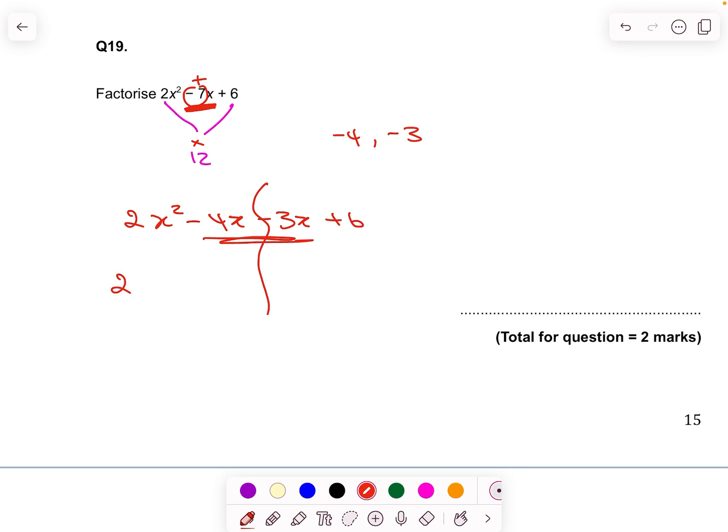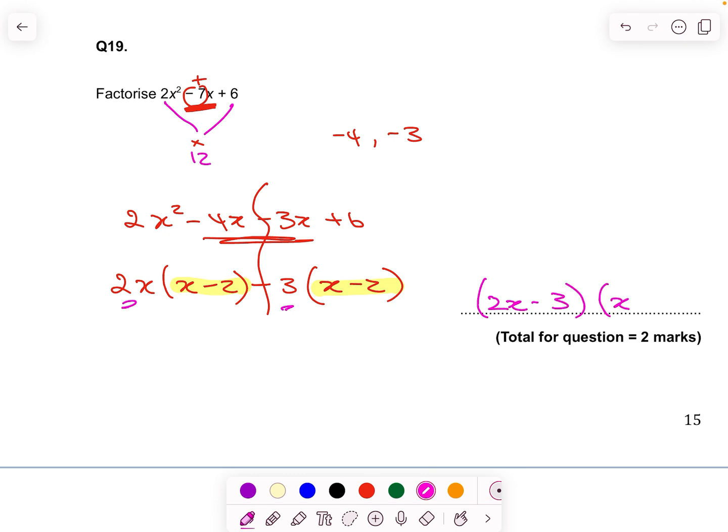So on this side, 2x comes out and it's x minus 2. Take away, 3 comes out and it's x minus 2 again. I know I'm doing it right because these two match. And so my final answer is I write the two outside the brackets together. So 2x minus 3, and then the repeated bracket I write down x minus 2. And that's it. I have factorised that.